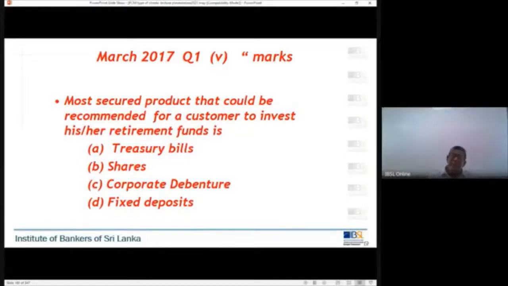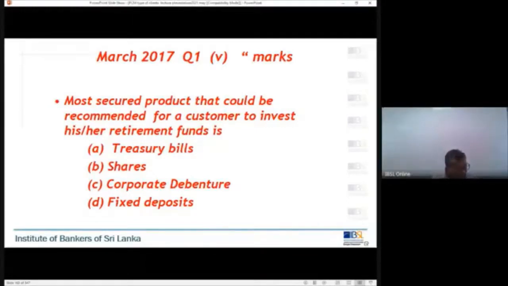Now, retirement fund means what? That is a lump sum amount he is getting after his retirement. In this case, we need to understand he is not going to get any more funds. Why? Because he is now retired. The entire money he gets after the job, after the retirement, is the retirement fund. We need to assume he's not going to work. This is the final money he's going to get. So he has to invest this money in a proper place, because that's the only money he is going to have.